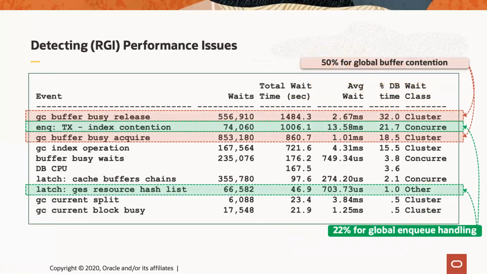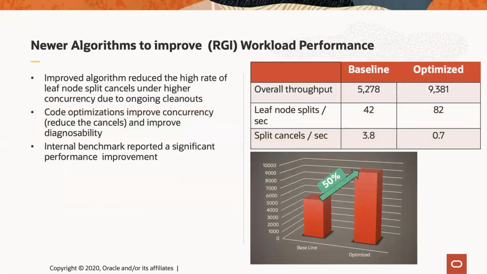But right now, let's understand, how do you even find out that you have a right growing index problem? Typically, if you look at an AWR report, you would see that gc buffer busy release and gc buffer busy acquire take a lot of the time. That's 32 plus 18, 40%, 50% of the time for global buffer contention. And then you can also see that we have 22% of the waits for global enqueue handling. Now, these numbers are again not important. What is important is the total amount. You can see that 22% of our time is spent on global enqueue handling and about 50% on global buffer contention.